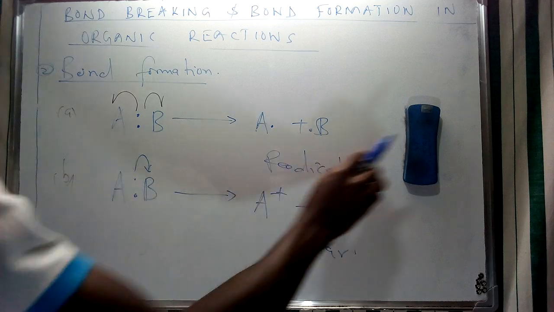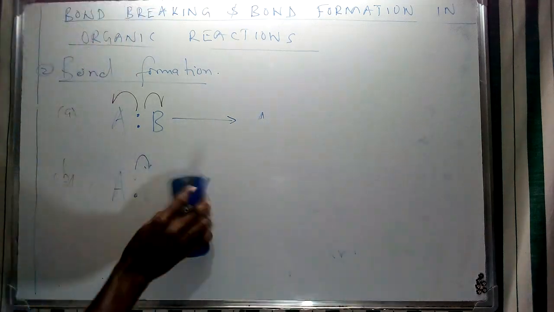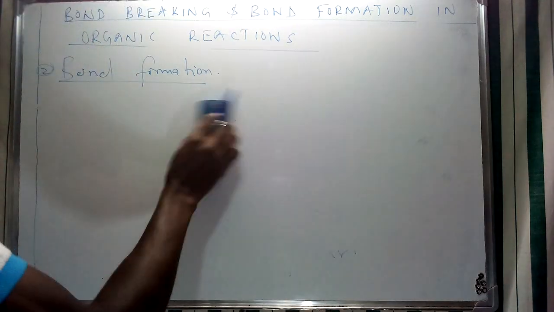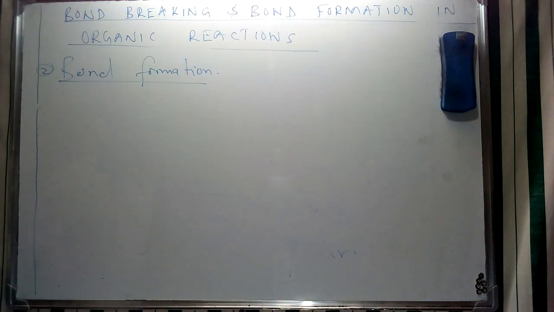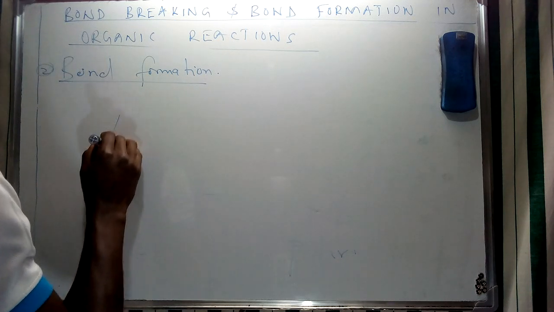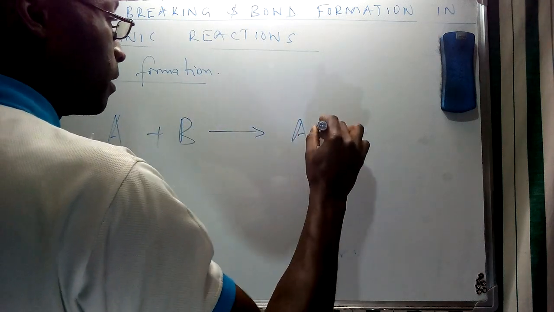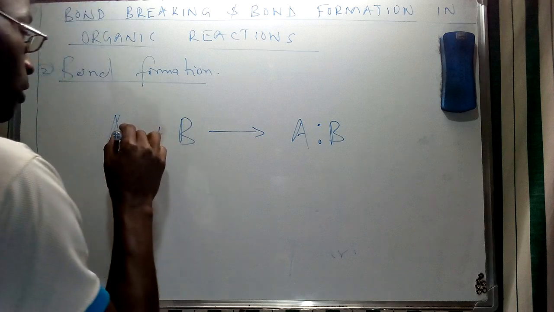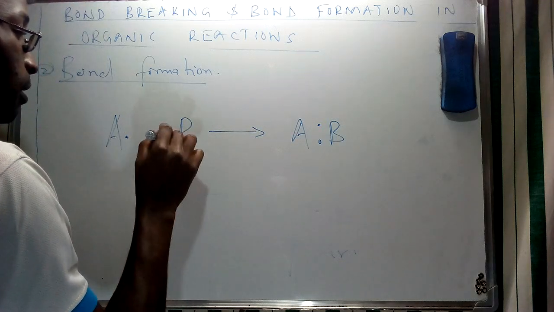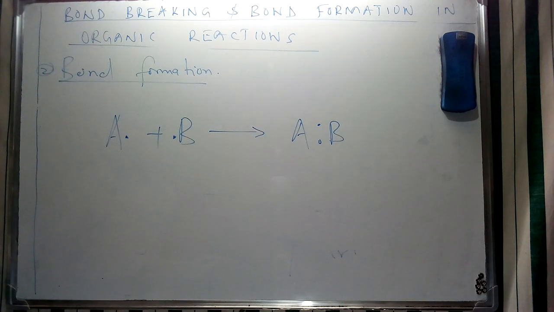Now for bond formation, we're going to see a reverse of this, and there are specific terms that we use to differentiate it from bond breaking as we have looked at. So if we have A and B that join together to form a product AB, these are radicals, and each of them donates a single electron in order to form this specific product.